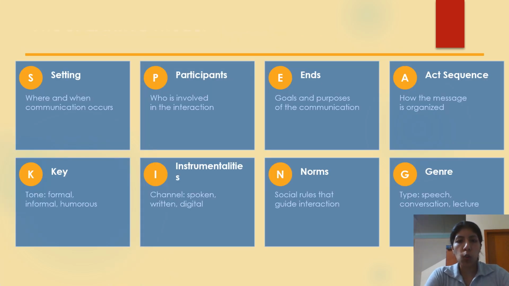The SPEAKING model. One of the most important contributions of Dell Hymes is the SPEAKING model. This is a framework that helps researchers analyze any community event. Each letter of the word SPEAKING represents one key component. S stands for setting, this is where and when the communication takes place. P stands for participants, who is involved in the conversation. E stands for ends, what the goals and purpose of the communication are. A stands for act sequence, how the message is organized and delivered.